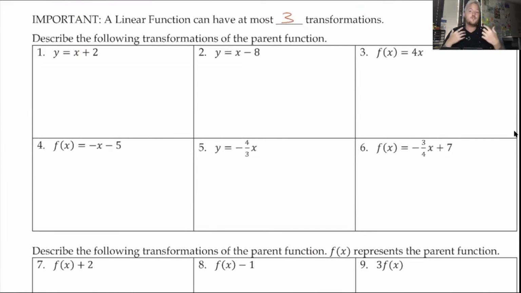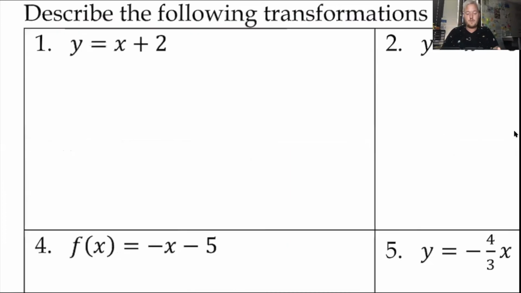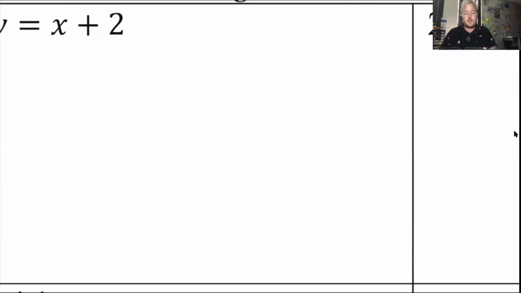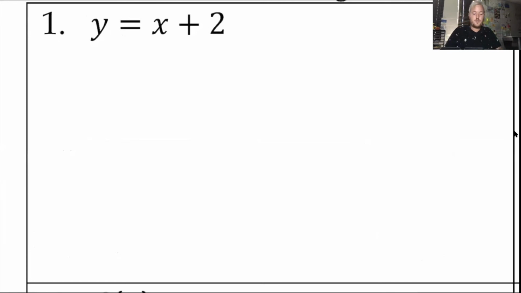So remember, you're starting with the parent function and describing the changes. So if I look here, I have y equals x plus 2. Well, my original parent function is just y equals x. So that plus 2 right here, that is the big change. So because it's plus 2, that's a change in my b value. So what that means is this is going to be a shift up 2 units.